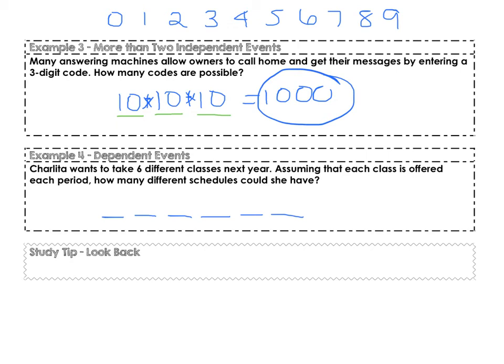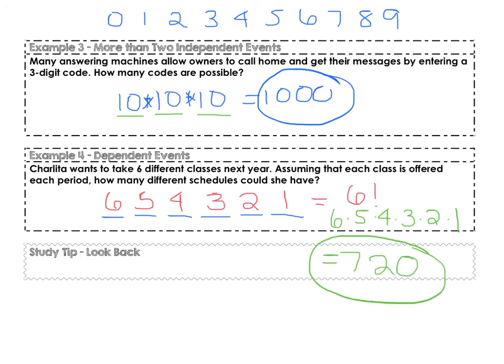During her first period class, she has 6 different options. Now in her second period class, she only has 5. If you think about it, are you going to take English 9 both first and second period? No. So the number of class options she has is going to decrease throughout the day. And so this expression can actually be represented as 6 factorial. 6 factorial simply means 6 times 5 times 4 times 3 times 2 times 1, so 6 multiplied by all the numbers beneath it. This gives us a grand total of 720 different possible class schedules.